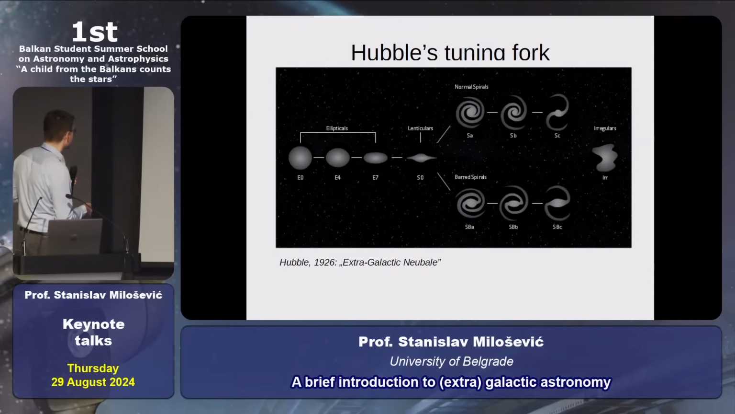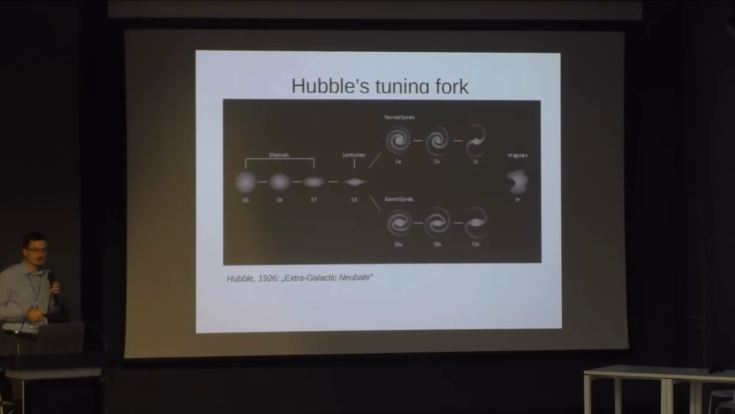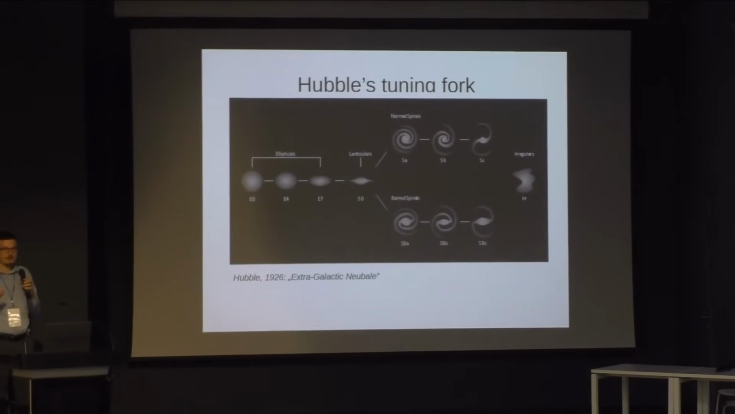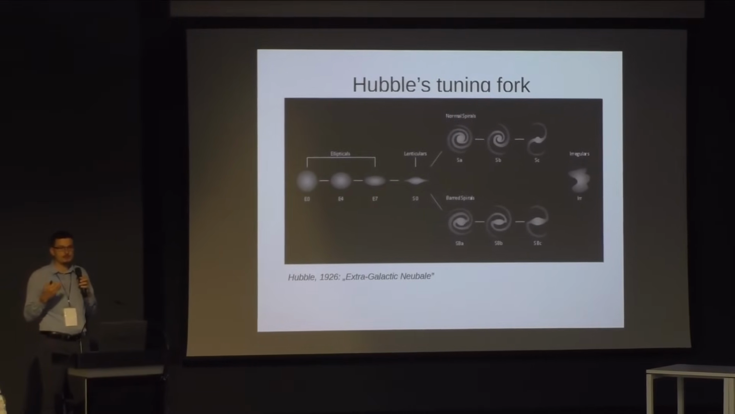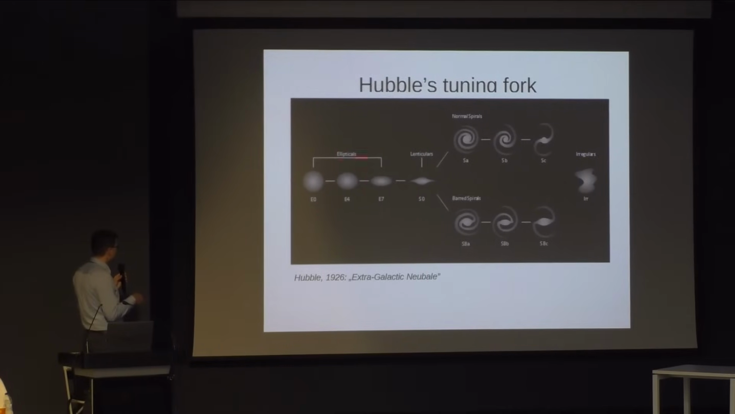So we have different morphological types, and he actually distinguished between types by their shape. When we talk about morphology, we talk about shape. On the left side of this image, we have elliptical galaxies. They are mostly spherical or ellipsoidal, and they are tagged from E0 to E7. It depends on the angle under which we are observing these galaxies.